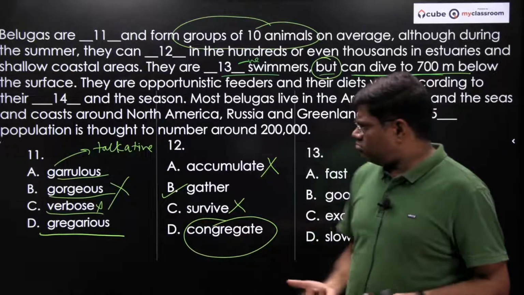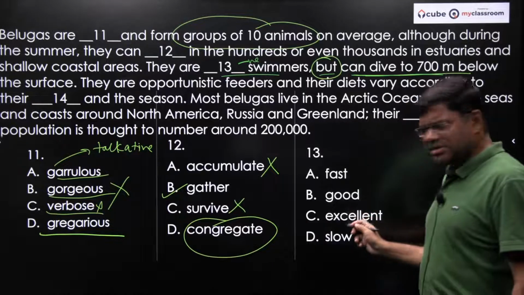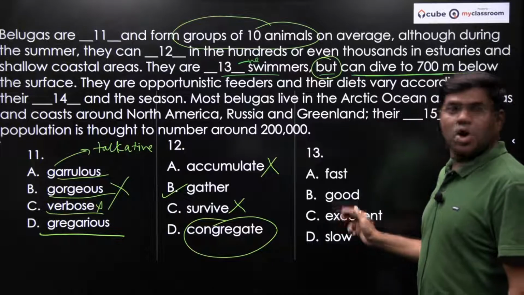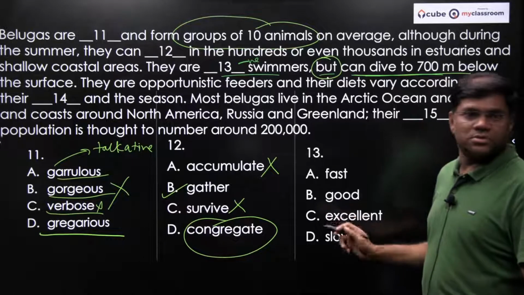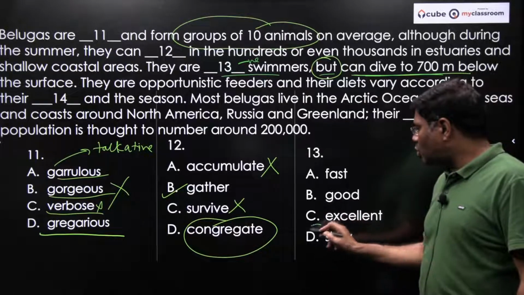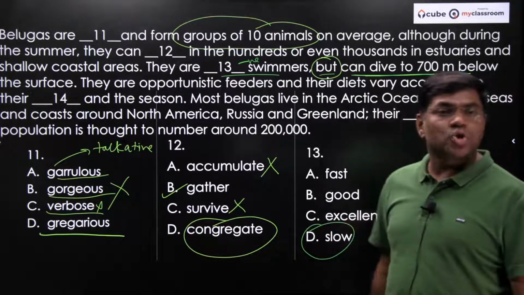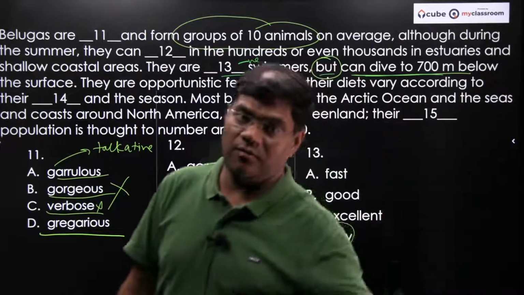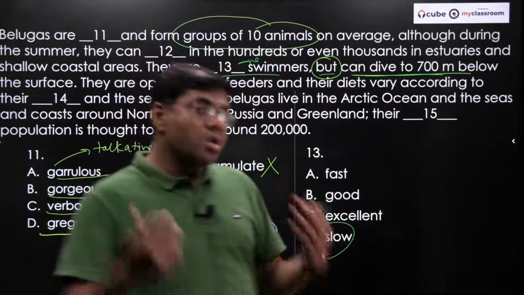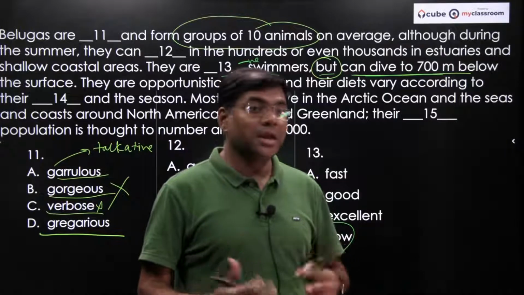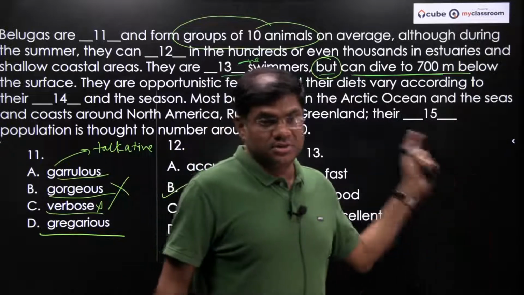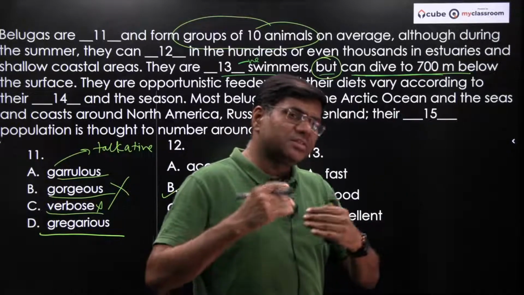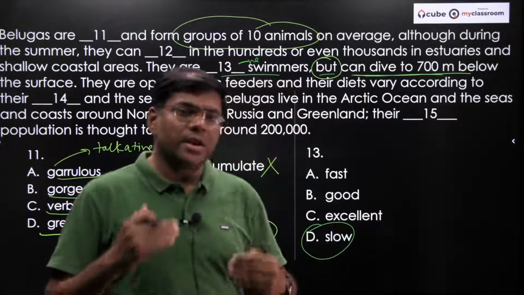excellent swimmers. No, that is not negative. Good swimmers, not negative. Fast swimmers, not negative. The only negative word is slow. They are slow swimmers, but they can dive. I am a slow learner, but I can understand things and I remember them for a long time. So this is the answer. So you see, even the smallest thing can be very, very logical.